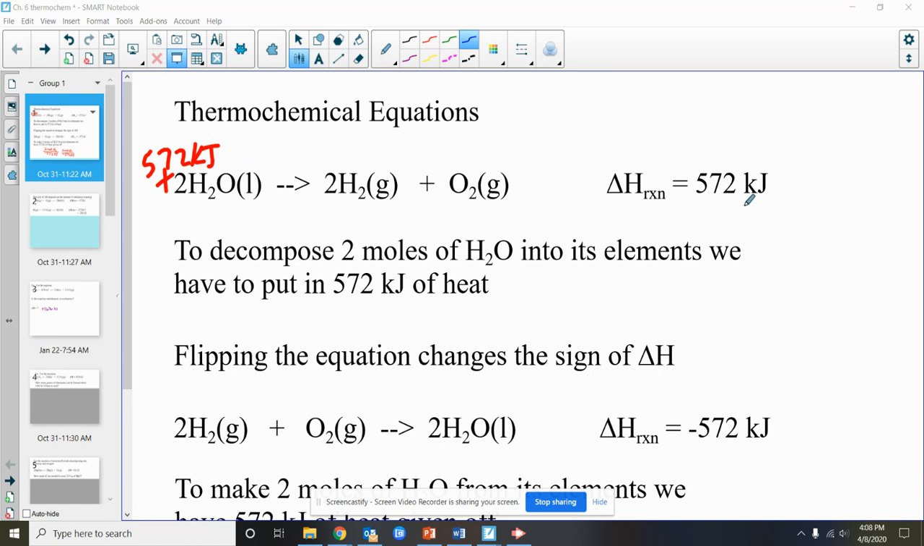So there are 2 ways that you can write your thermochemical equations. You can include the heat of reaction as a separate side, and the positive or negative will tell you whether it's being input or given off. Or you can write the heat of reaction in your equation. If I wanted to, I could have said 572 kilojoules plus 2H2O, and that also would have told me that heat was being put into the equation and it was decomposing into hydrogen and oxygen.